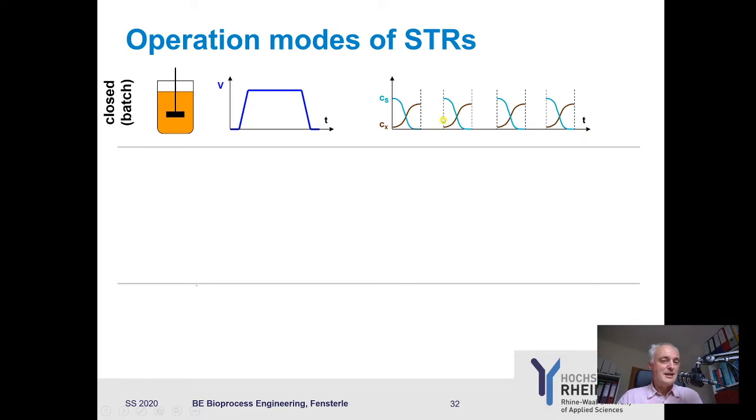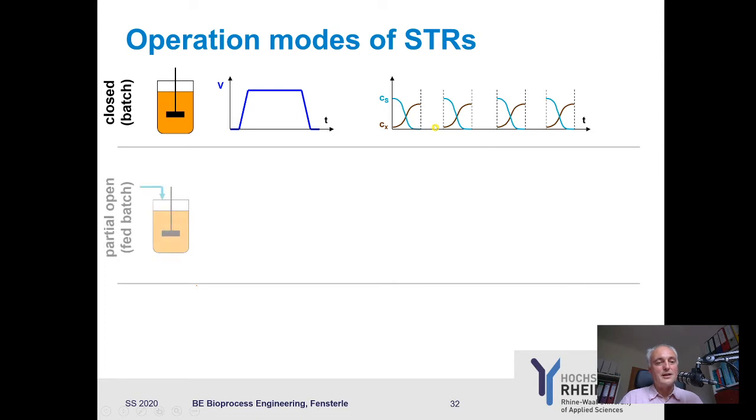In other words, the amount of product or biomass you can produce per year depends on both how fast you produce in your reactor, but also how long your downtime in between is, and the sum overall then gives you the productivity.